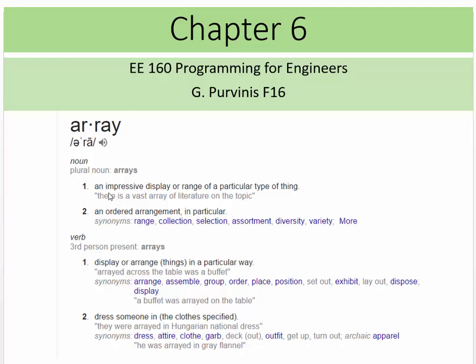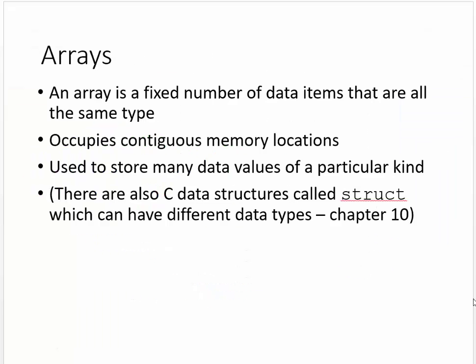But one of the things that is important, it's an ordered arrangement, a collection. So even an English definition, array is a fair description. So an array is a fixed number of data items and they are all of the same data type. So they're all ints, they're all characters, they're all doubles. So the array has one variable name, but it's a collection of the same data type. It occupies contiguous memory locations in memory, and we will show you that later on.